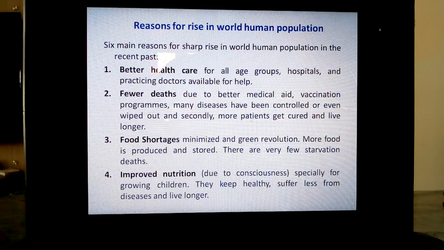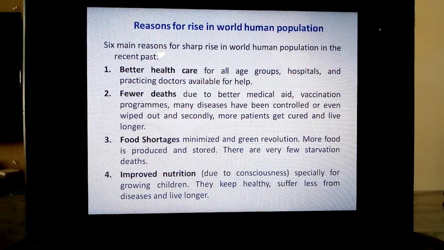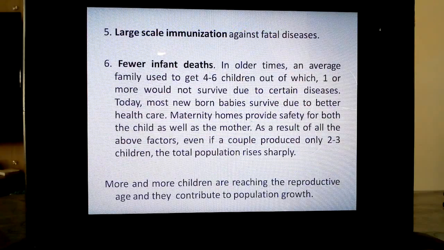Got it? Now, improved nutrition due to consciousness, especially for growing children. They keep healthy, suffer less from diseases and live longer due to vaccination, whatever it may be. People got that awareness, and most of the people are conscious about what they are eating, and they are eating nutritious food, and that is one of the important reasons for rise in the world human population.